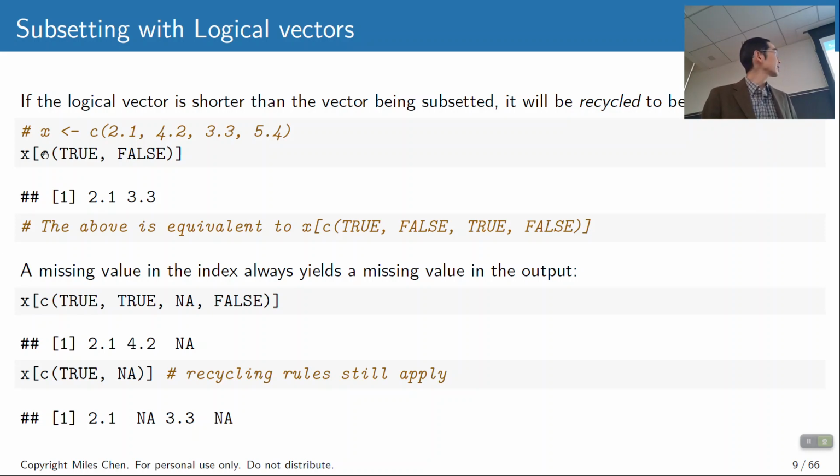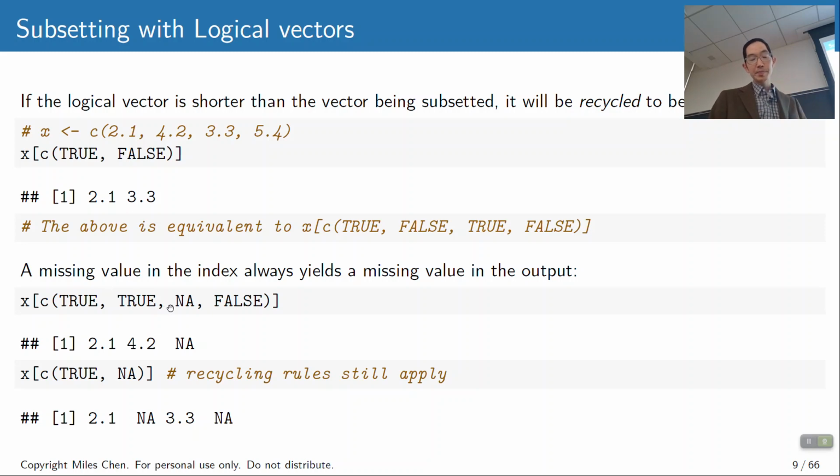If you have a logical vector that's shorter than the one being subset, it will be recycled, all right? And so this is what we have here. So here I have true, false, just 2 elements, and it gets recycled to basically be true, false, true, false, and so it returns the first and the third elements.